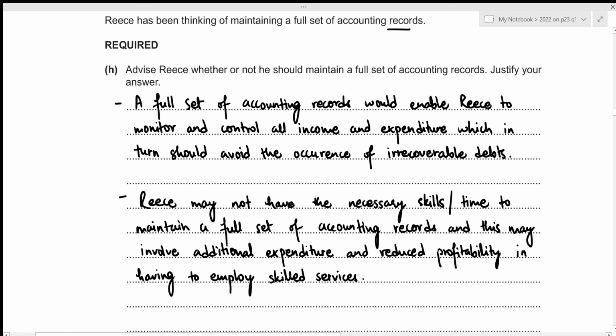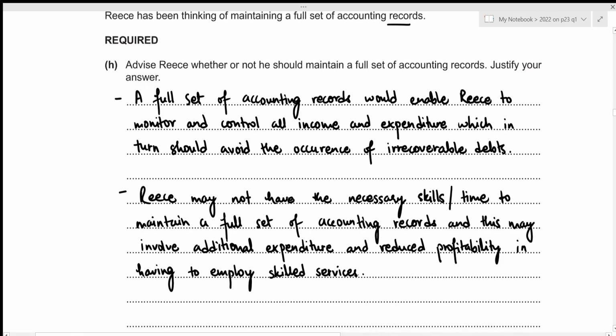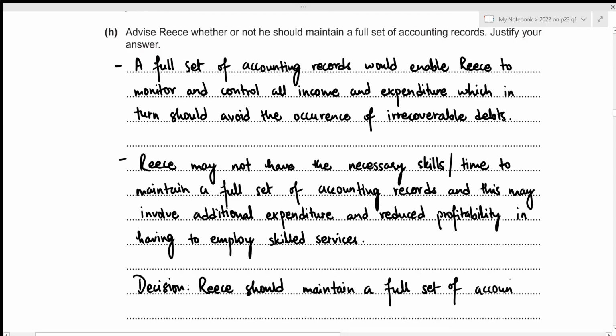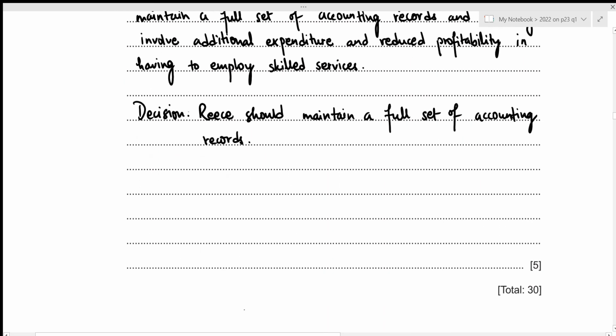All right, now based on these factors, we need to give advice to Reese. So I would definitely advise him to maintain a full set of accounting records because that is the correct way to run a business. Let's write down the decision clearly. Reese should maintain a full set of accounting records. All right, this concludes the 8th part of this question as well the entire question number 1 of 2022 October-November paper 2-3.